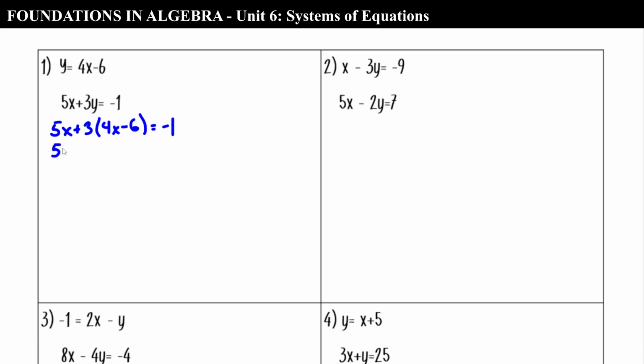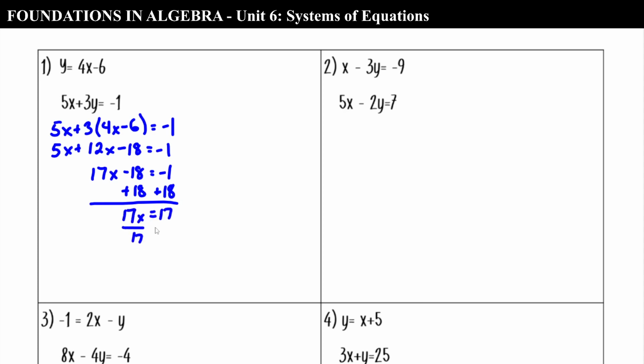So 5x plus 12x, when we distribute, minus 18 equals negative 1. Combine the like terms. That gives us 17x minus 18 equals negative 1. Add 18 to each side. And you're going to have 17x is equal to 17. Divide each side by 17. And you get x is equal to 1.